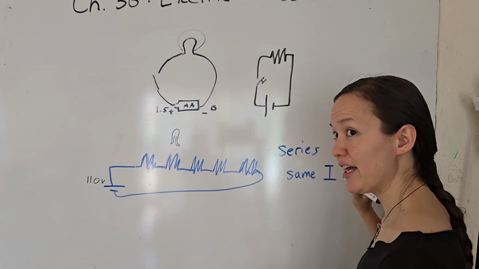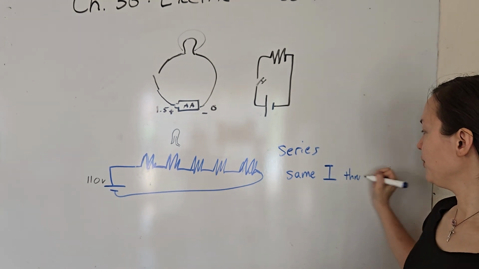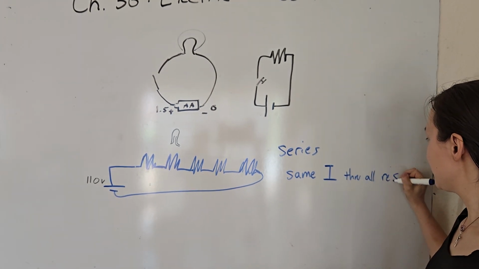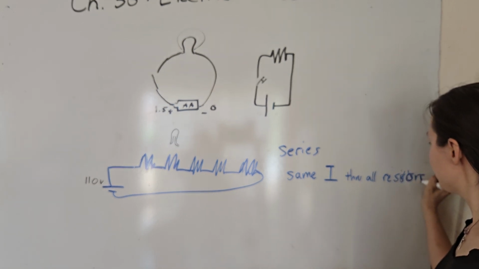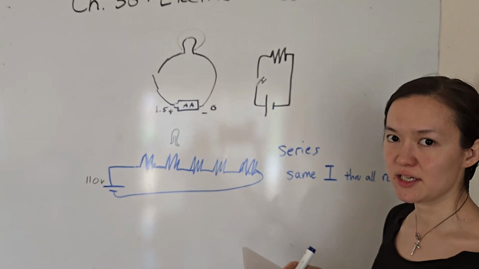Same current, I is for current, through all. Why is I for current? Because there's no I in current. Maybe it's a different language.